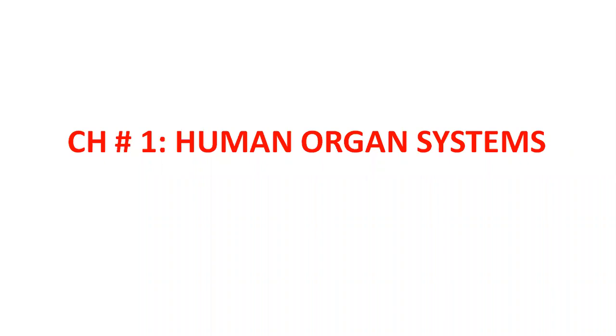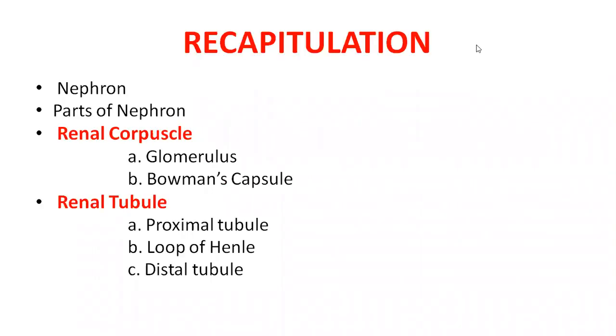Today we are going to start a new topic from chapter number 1, that is human organ systems. But before moving on to today's lesson, let's have a recapitulation of the previous lesson. You all know that in the previous lesson we discussed the nephron and different parts of the nephron.